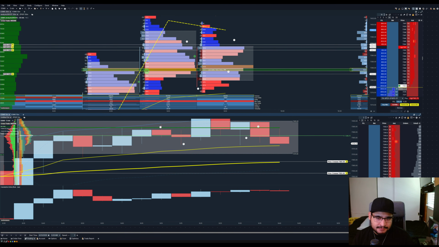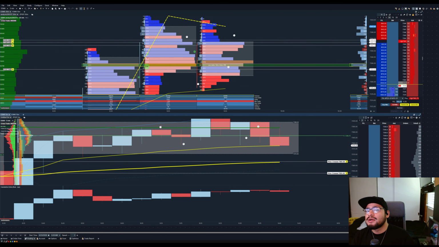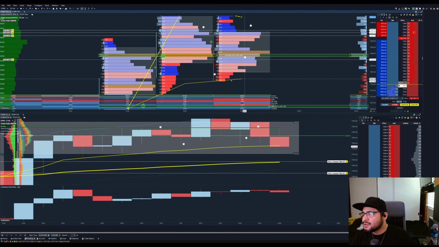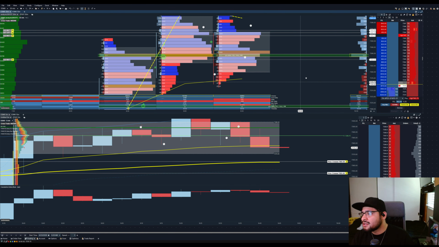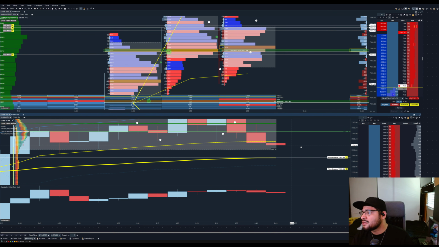Come on, load. Okay, I'll switch to this one while it loads. So we're around the session VWAP right now. We see some market selling coming in. We got a new 15-minute candle opening. Let's see what happens here.